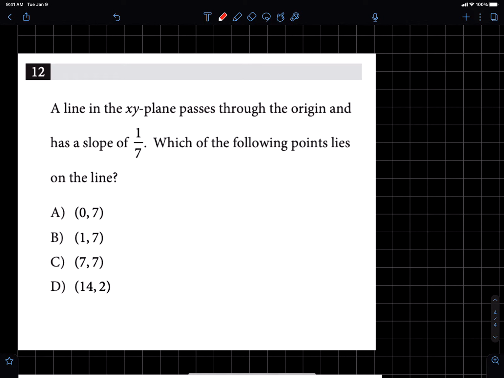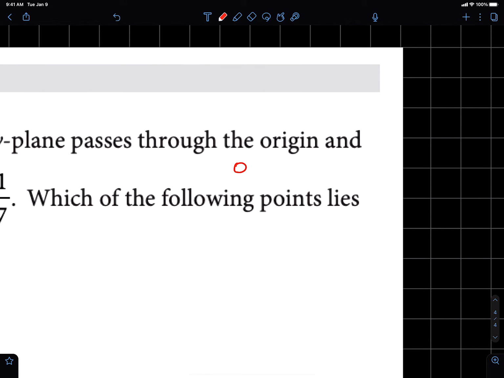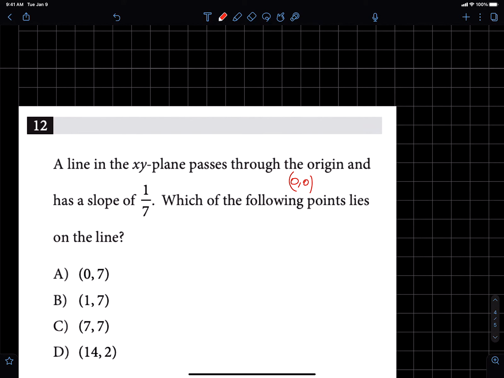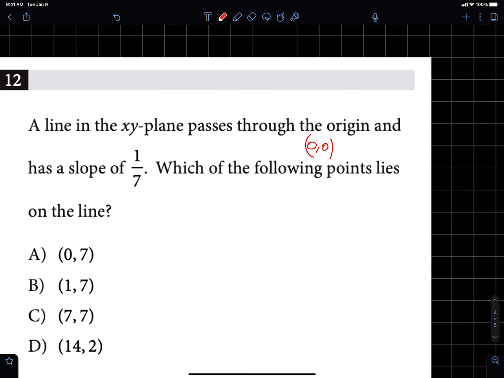Alright, a line in the xy plane passes through the origin and has a slope of 1/7. Which of the following points lies on the line? Okay. Let's think about this. So it passes through the origin. That's a point, right? The origin is a point 0, 0. So we don't know the equation of the line, but we know that it has a slope of 1/7. So we can write y equals 1/7 x plus 0, right? Because the y-intercept is 0.